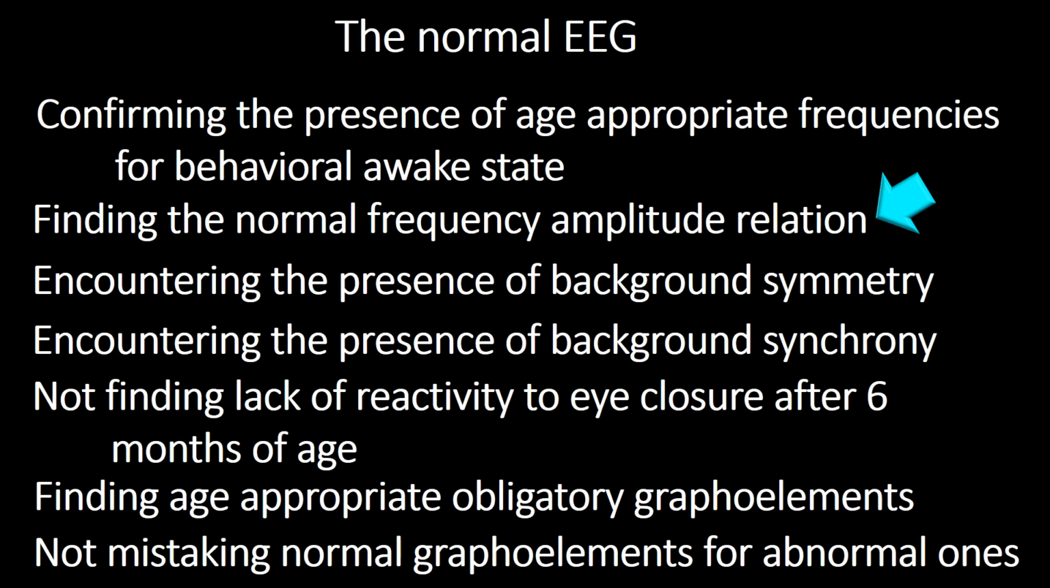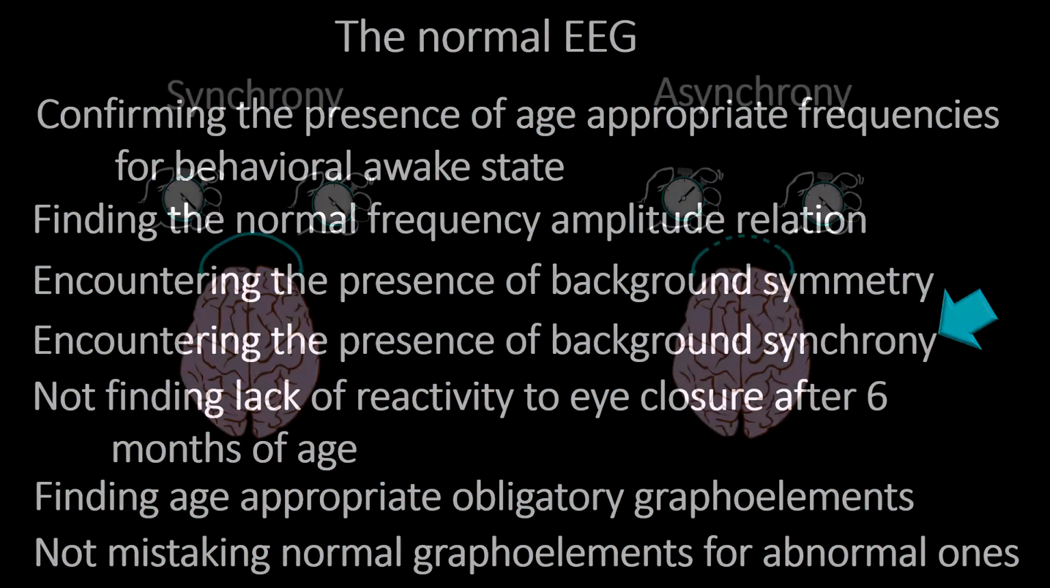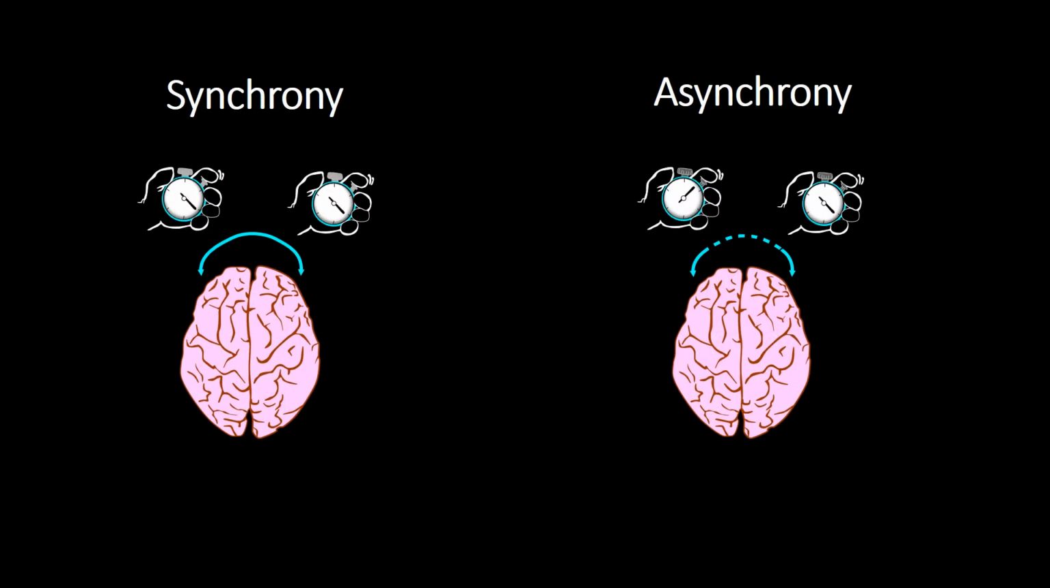After finding a normal frequency amplitude relation, the next step in the course of declaring an EEG normal is to encounter a symmetrical and synchronous background. Background symmetry and synchrony is usually determined by Gestalt. Asynchrony of the background activity between hemispheres indicates poor hemisphere connections.